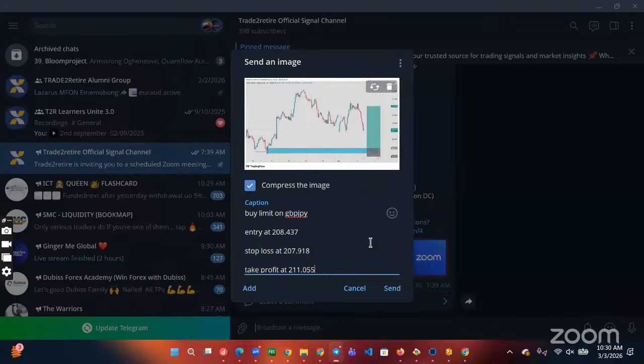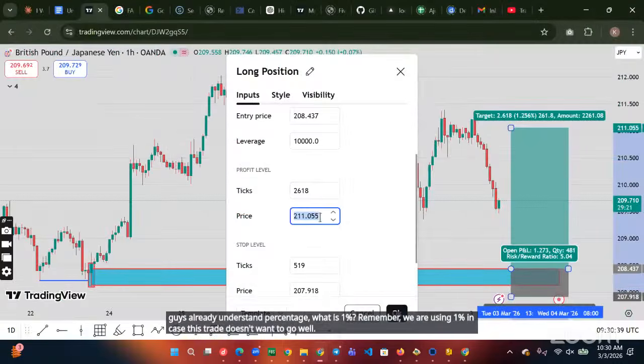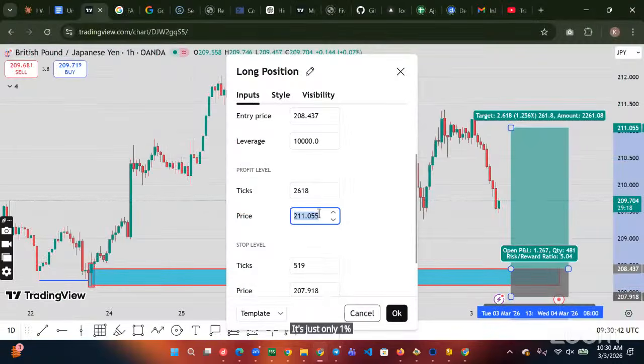So on your own MT5, how do you set your own pending order? It's simple. You need to know the lot size. What is your account balance? It's your equity, $100, $200, $300, $400, $500. Since you already understand percentage, what is 1%? Remember, we are using 1% in case this trade doesn't go well. It's only 1% that goes out of my account. What is 1% of your own capital?